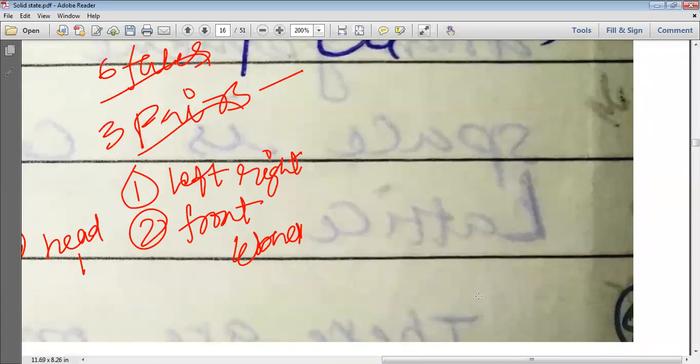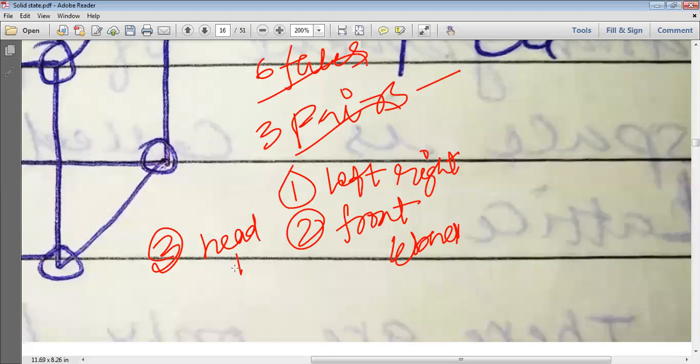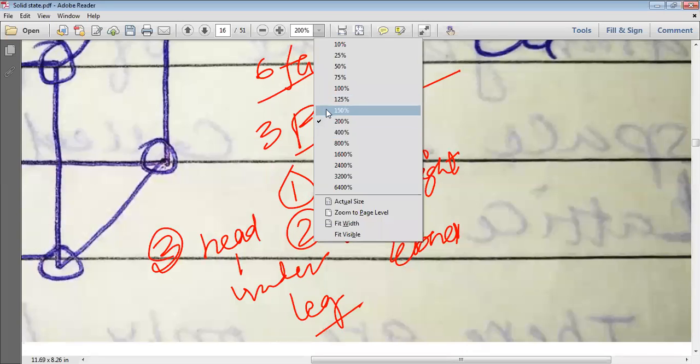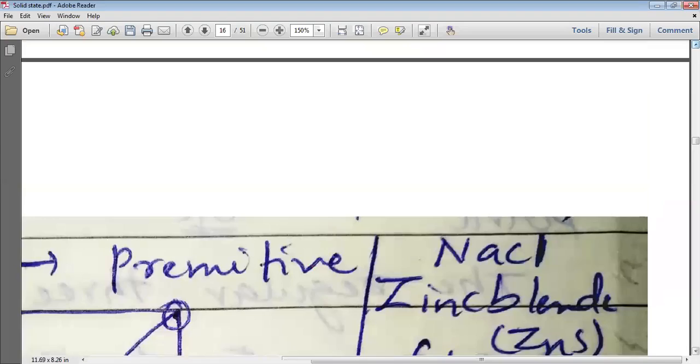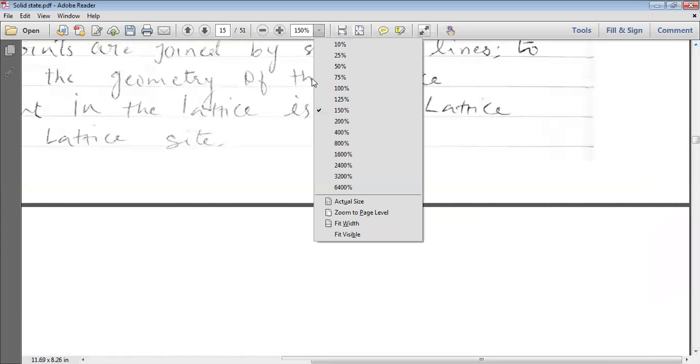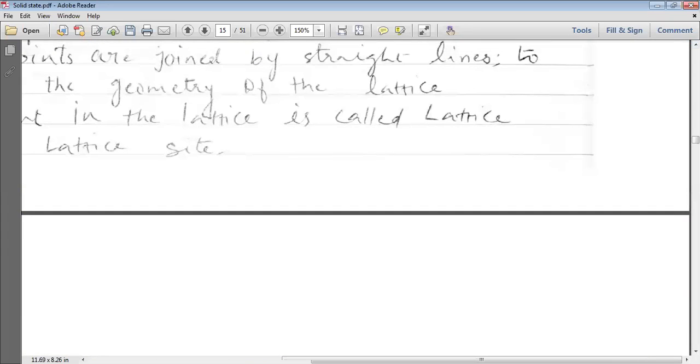The other pair is the front side and the back side of yours, and the last one is above your head and under the leg. So each unit cell has 6 faces, and these 6 faces can be again divided into 3 pairs of faces. So this is how we truly understand the structure of the unit cell.